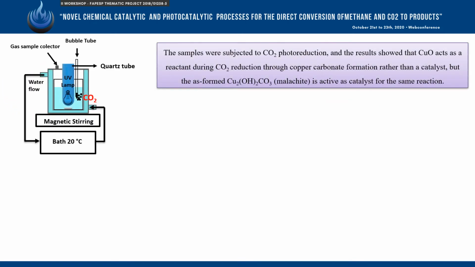The samples were subjected to CO2 photoreduction, and the results showed that copper oxide acts as a reactant during the CO2 reduction through copper carbonate formation rather than a catalyst, but the in situ formed malachite is active as a catalyst for the same reaction.